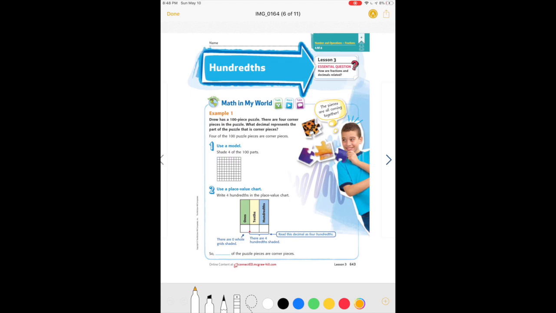Math in My World, example 1. What kind of star was that? That was not very good, Miss Volk. Let's try again. There we go.